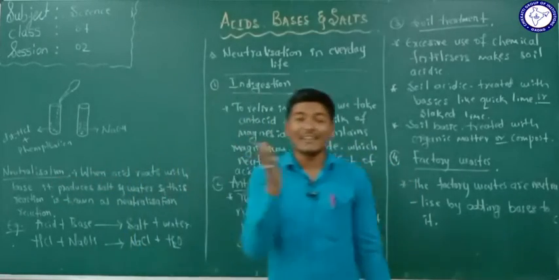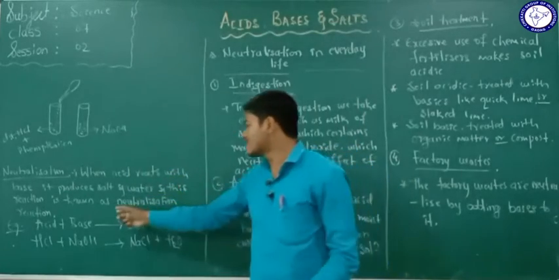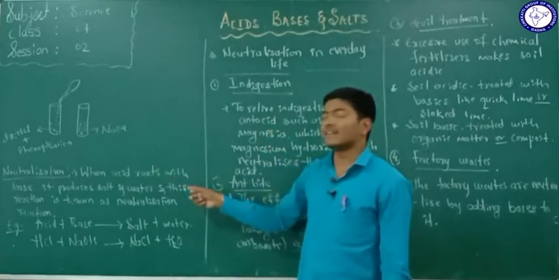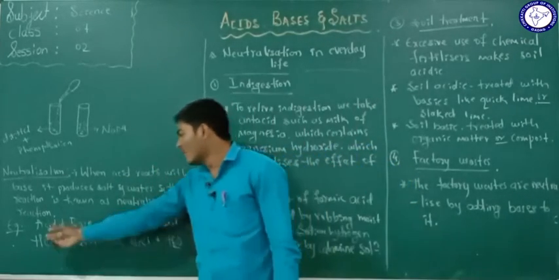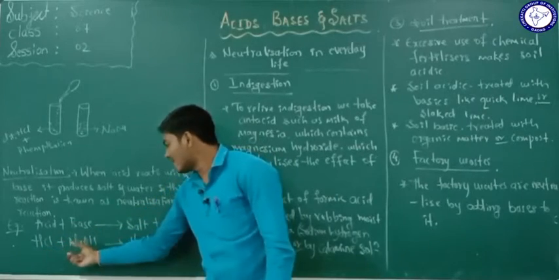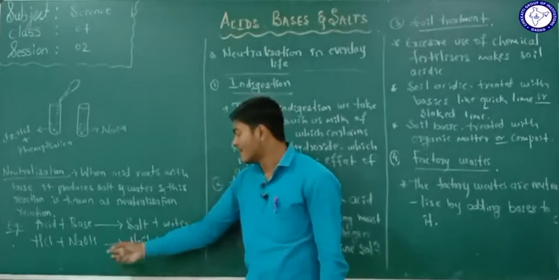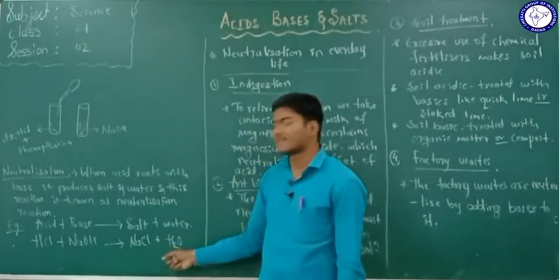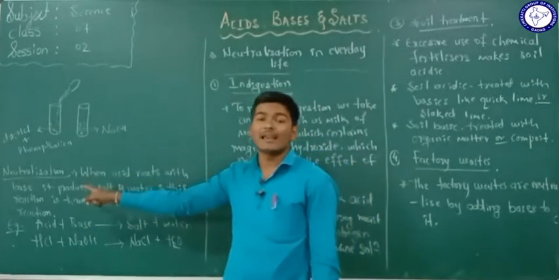When an acid reacts with a base, it forms a salt and water. So this reaction is known as a neutralization reaction. I am taking that same example here. When hydrochloric acid reacts with sodium hydroxide solution, a sodium hydroxide base, it forms sodium chloride as a salt in the presence of water. So this reaction is known as a neutralization reaction.